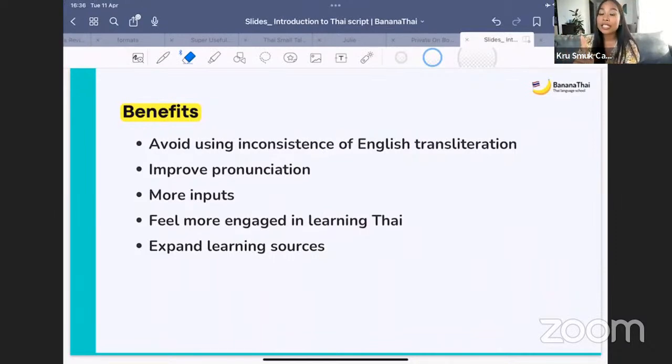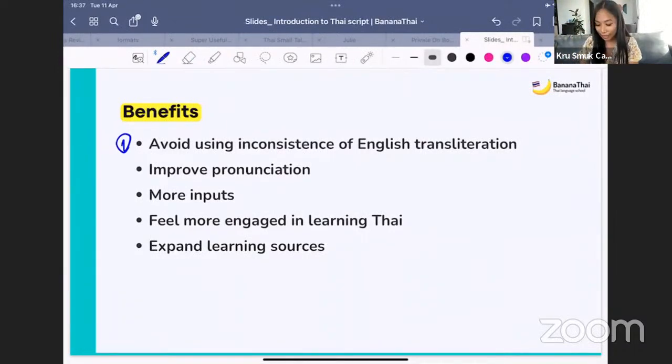But if your goal is to become fluent and you allow yourself to invest in learning Thai for a longer period, like 6 months or 1 year, I highly recommend you start with learning Thai script because, number one, you avoid the inconsistency of English transliteration. Transliteration is writing something Thai in English.